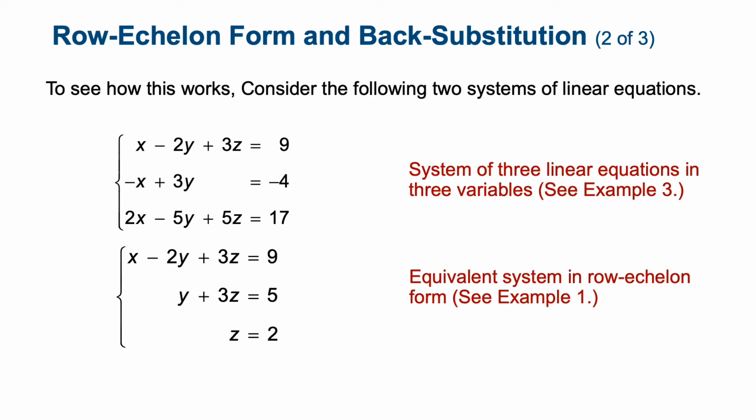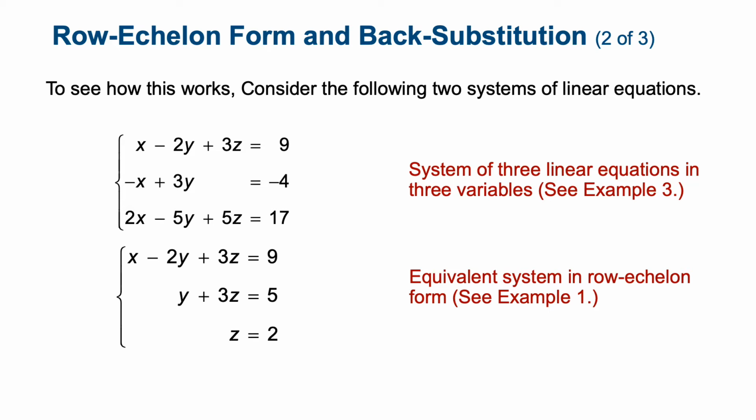Here's an example. We have x minus 2y plus 3z is equal to 9. Then we have negative x plus 3y is equal to negative 4. And then finally we have 2x minus 5y plus 5z is equal to 17. So that is a system of 3 linear equations in 3 variables.